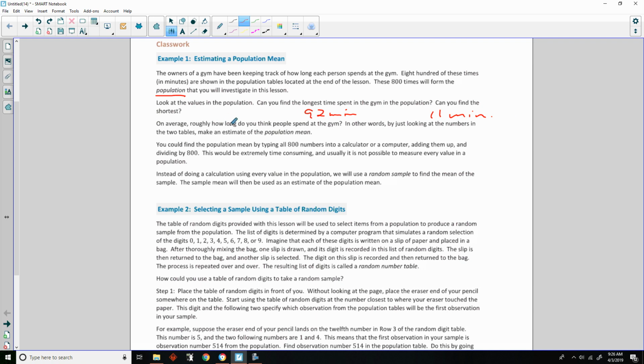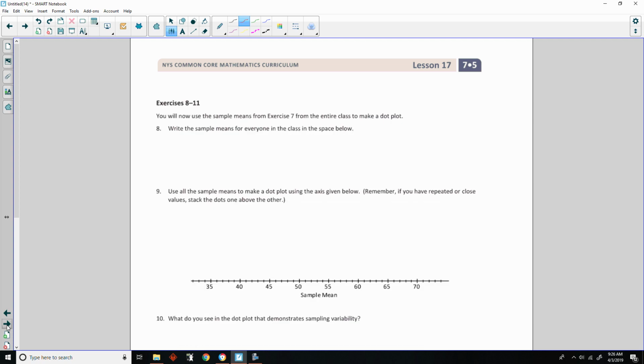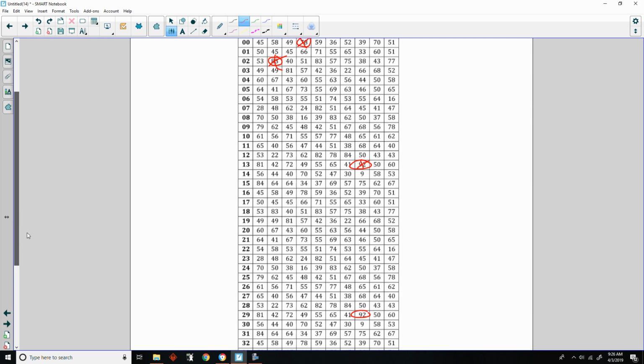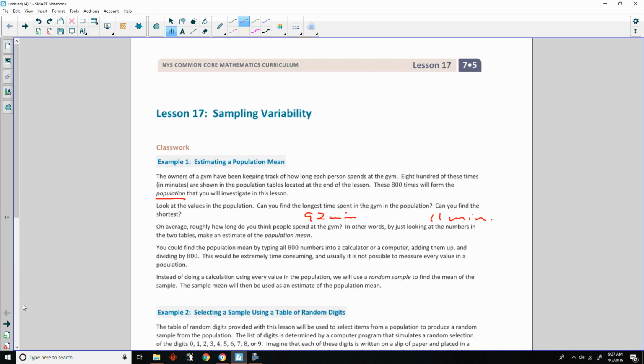On average, roughly, how long do you think people spend at the gym? In other words, by just looking at the numbers in the 2 tables, make an estimate of the population mean. So then we go back to that table, and we're just going to estimate the population mean. I'm seeing a lot of 40s, a lot of 50s, 60s. Here's a 16 that would drop the mean. So I would estimate the mean to be about 50. So that's my guess. It doesn't mean that yours has to be the same. I would say it'd be approximately 50 minutes.